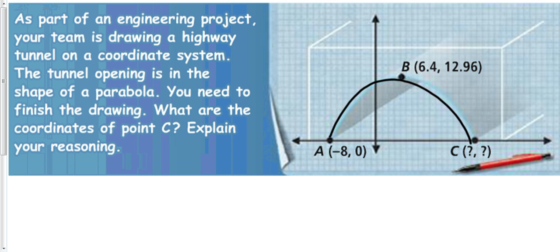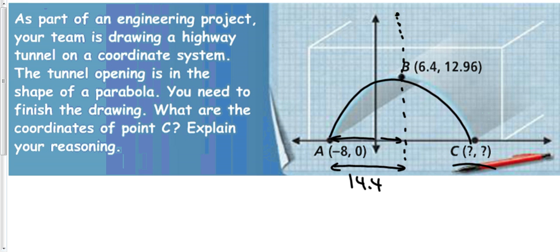Okay, so we can use what we know about parabolas to figure out the coordinates of this point. First of all, B is at the highest point, so we know that that is the vertex, which means that line right down there cuts the parabola exactly in half because it is the axis of symmetry. So because of that, I know this distance right here is 6.4. And then this distance right here is another 8. So if I add those together, I know that this whole distance from here to here is going to be 14.4.